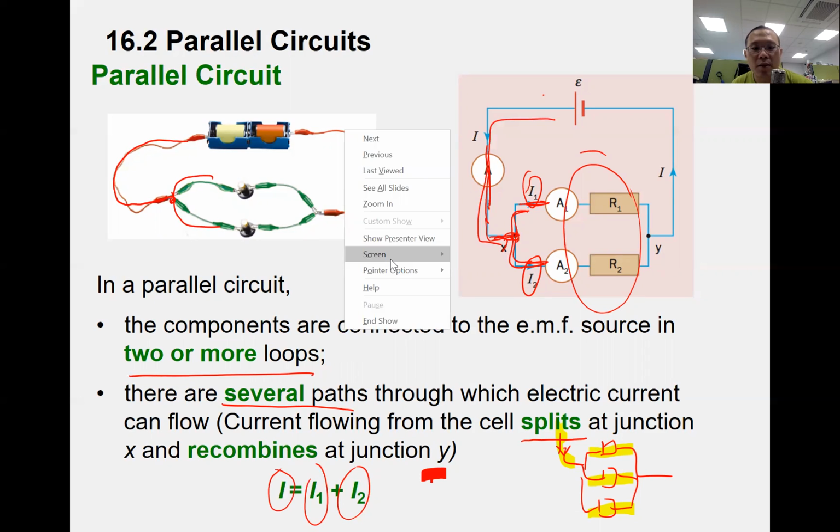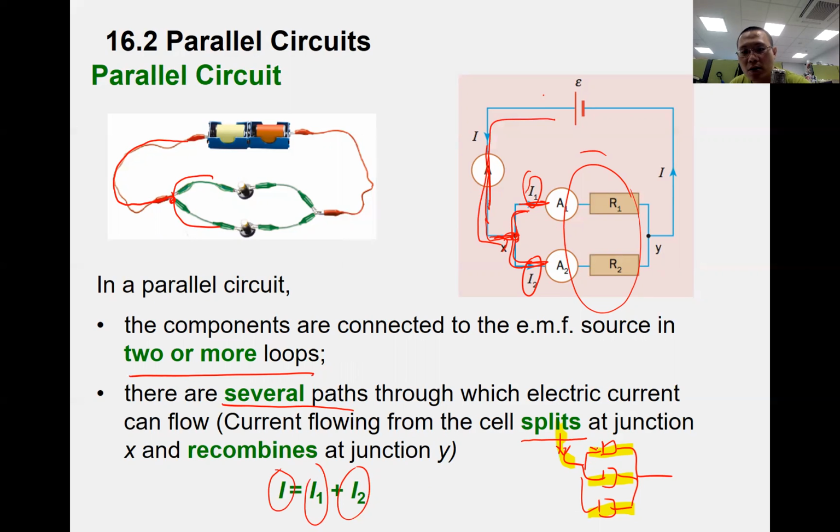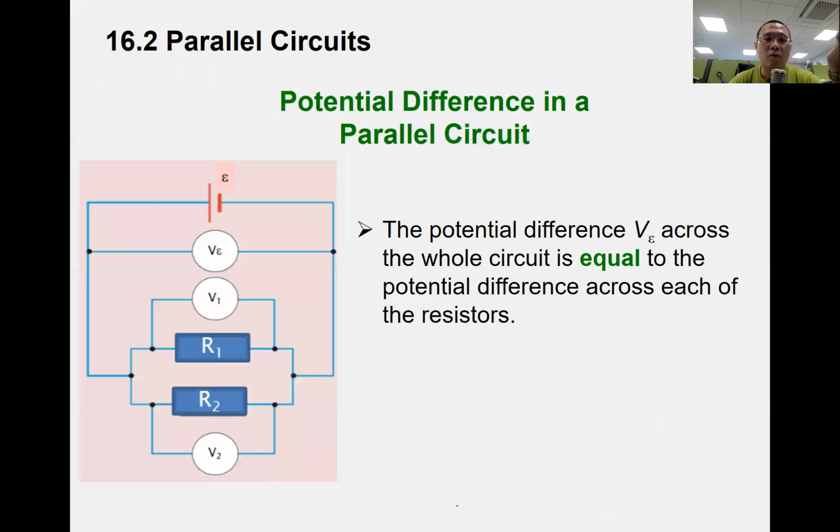Let me erase this. Like I mentioned before, if you have three branches, the current in the first branch, second branch, and third branch add up, I1 plus I2 plus I3, to become the current in the main branch, which I'll name I total. So this is what we mean by the current splitting up in the parallel circuit. Now, what about the potential difference?